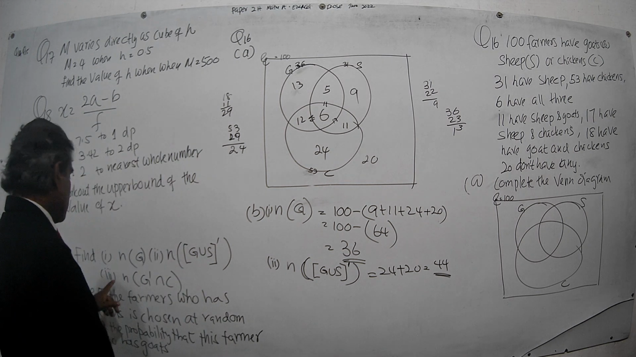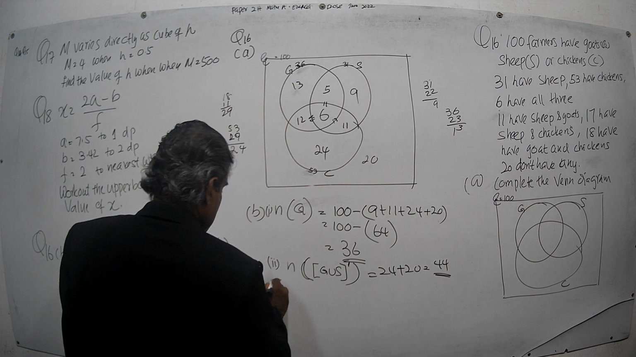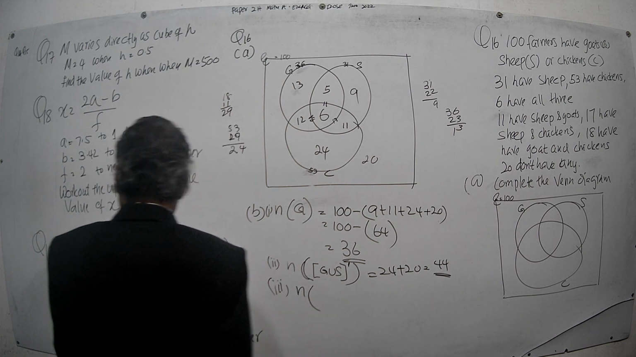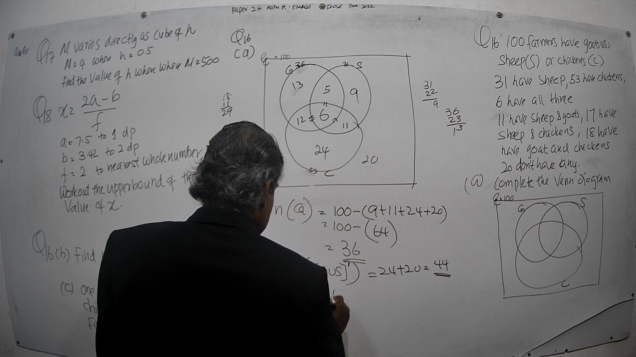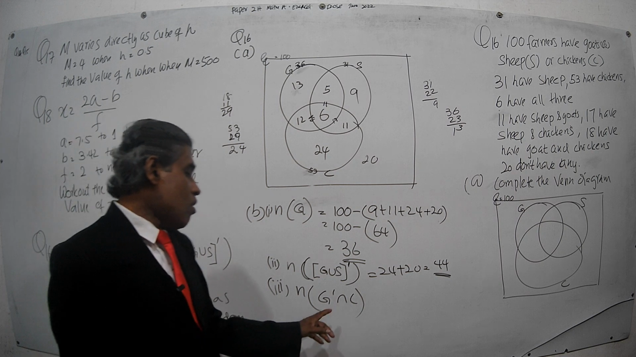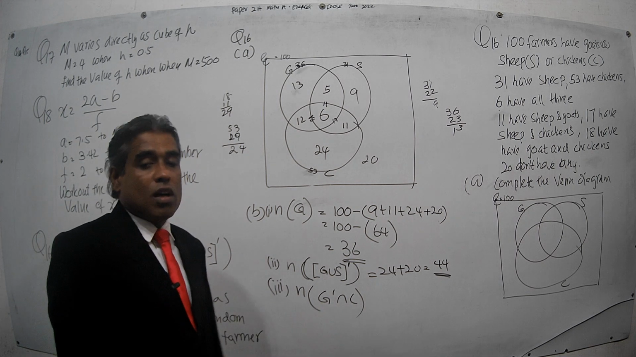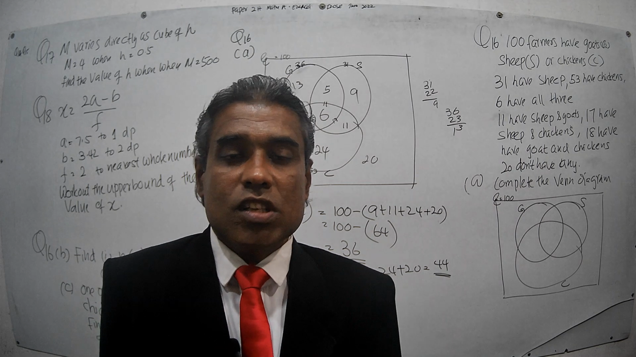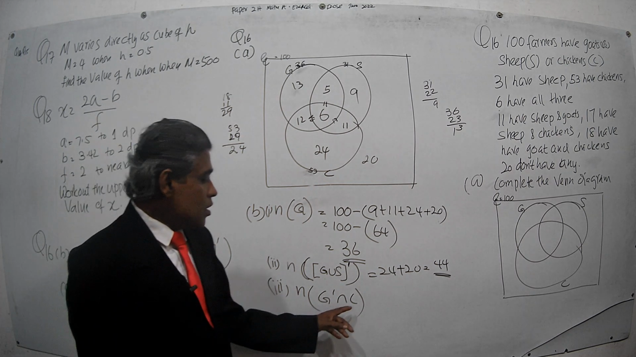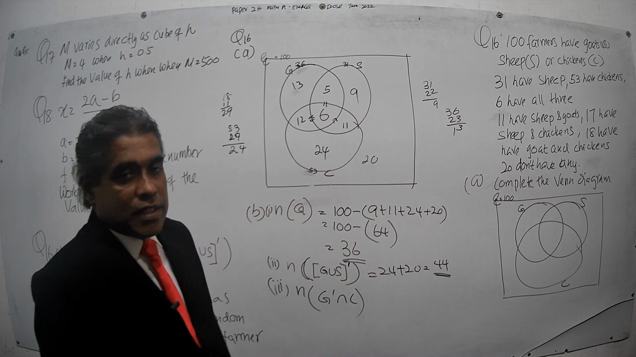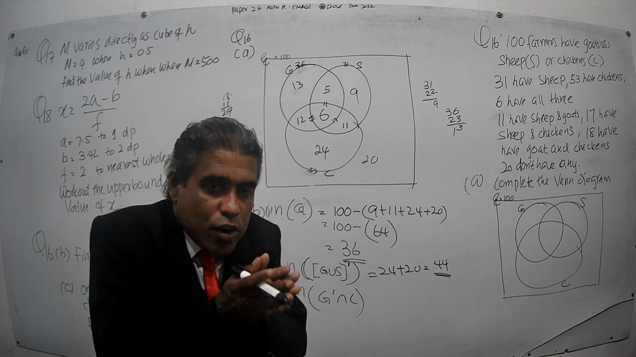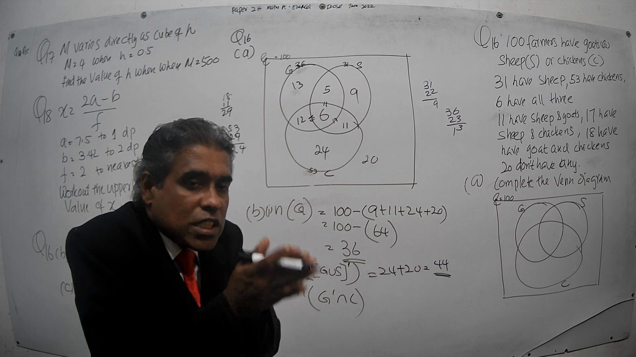Then you get to this third part. Let's say n(G' ∩ C). What do you mean by that? G means farmers having goats. Then G complement means farmers who don't have goats, and C is farmers who have chickens. Here, intersection means common. That means farmers who don't have goats but have chickens.